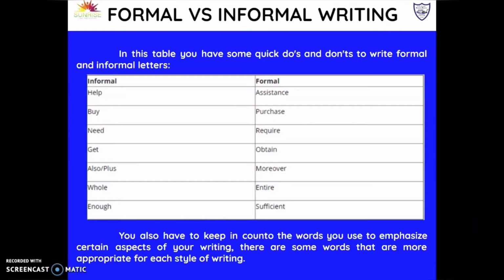position. Here I will give you a little table of the do's and don'ts of formal writing and letters, okay? For example, in informal letters, you say help, but in a formal letter, you say assistance. This is the type of thing we were talking about earlier, words that sound more formal than others, okay? So you need to pay a lot of attention to the words that you're using, because this changes the tone of your letter, of your essay, of your writing, even of your speech, okay?